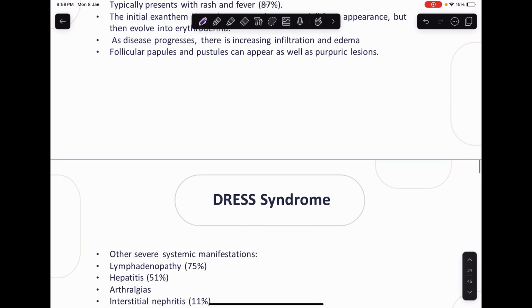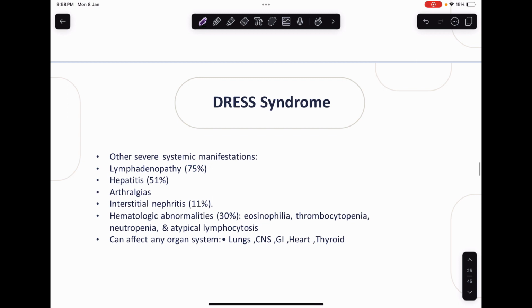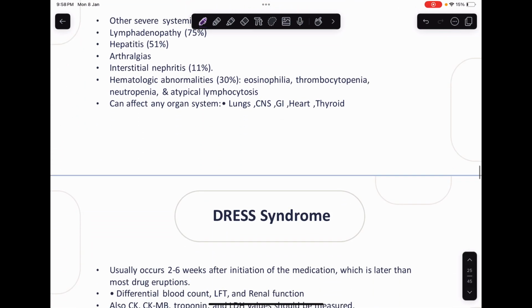So they may have lymphadenopathy, hepatitis, arthralgia, and nephritis. They will also have hematologic abnormalities such as eosinophilia. They may have lymphocytosis, thrombocytopenia, and neutropenia. So in DRESS syndrome, it can affect any organ system, like the ones I mentioned: the GI tract, and it may affect the kidneys, lungs, and others.